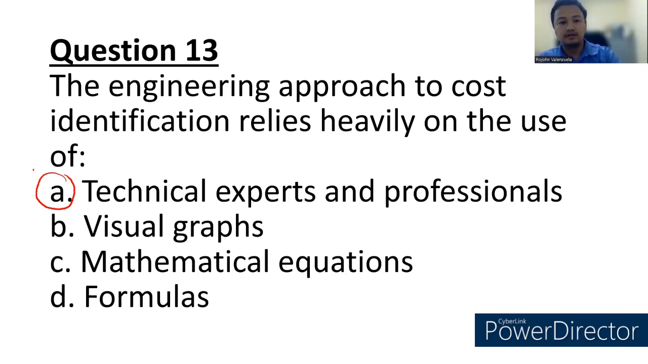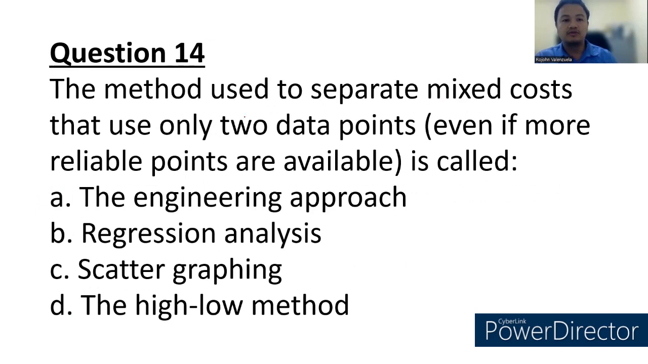Next, number 14. The method used to separate mixed costs that use only two data points, even if more reliable points are available, is called, so letter D. Dalawa lang naman yung ginagamit, high at saka yung low. Okay? So, two data points lang. Kinukuha mo yung difference ng total cost divided by the difference of the activity levels. Yun yung ating variable cost per unit, di ba? So, medyo simple siya, less time consuming compared sa regression analysis. Kaya isa ito sa mga sikat na choice pagdating sa separating the mixed cost.